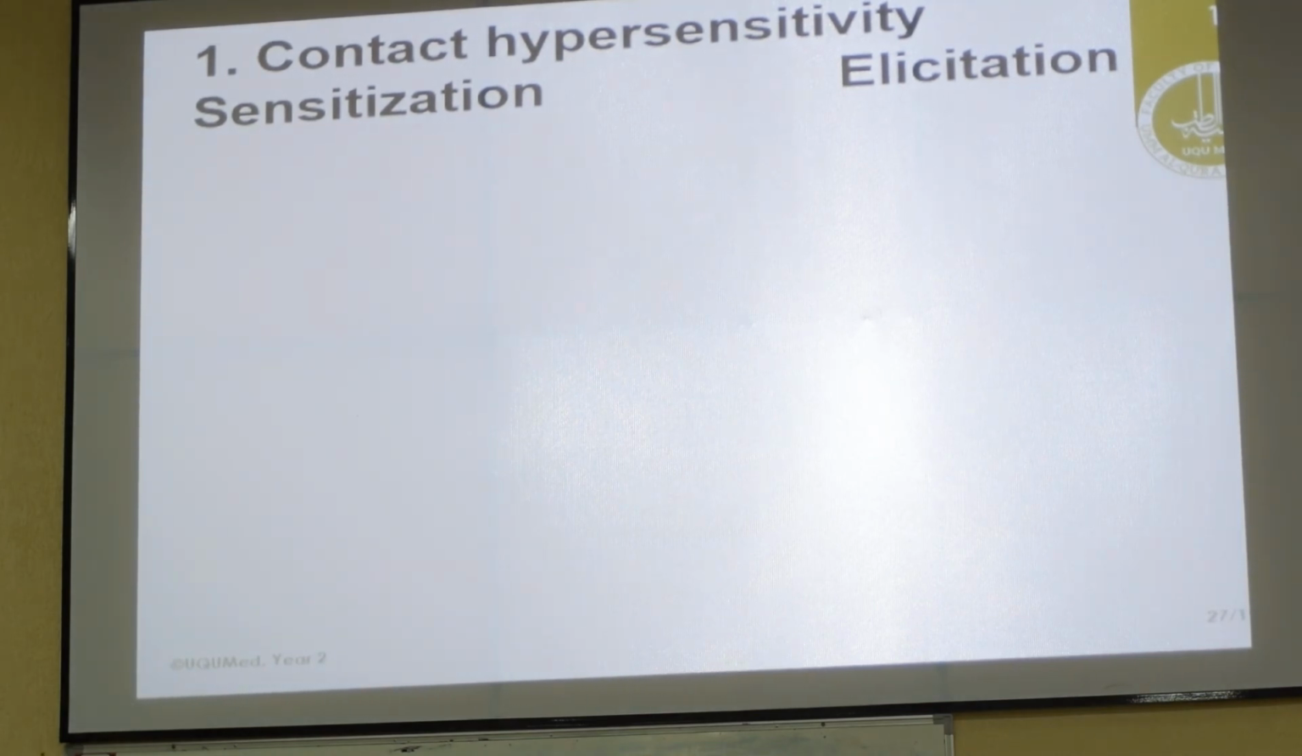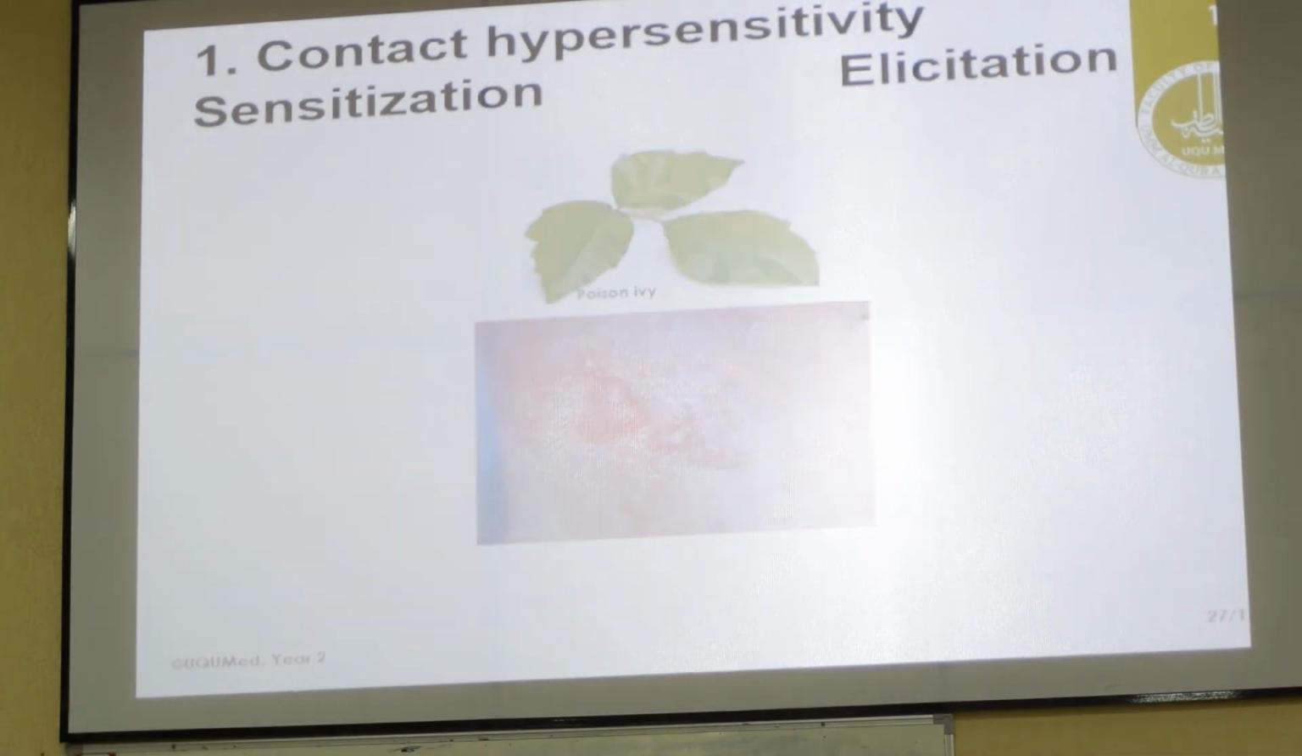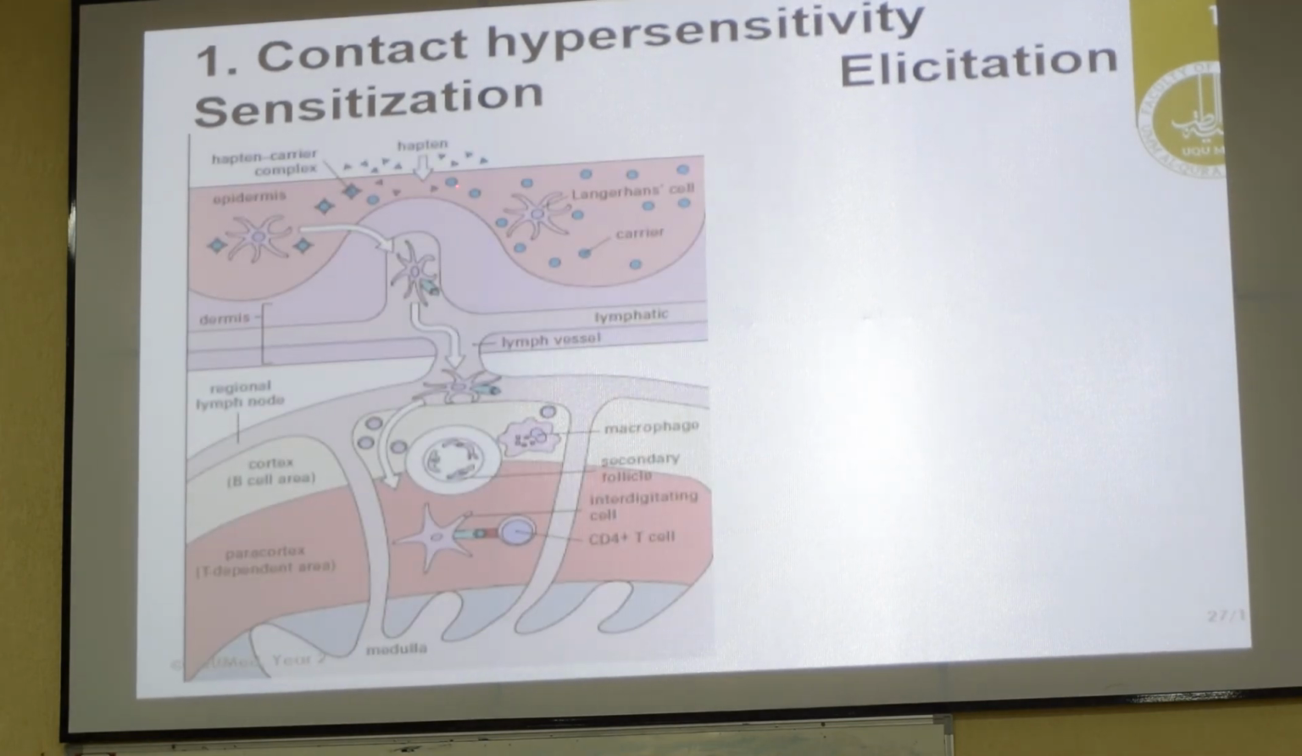Now, what are the details of contact hypersensitivity? It again has 2 phases, like type 1. First is called sensitization. What is happening in sensitization? The hapten of poison ivy will be absorbed in the epidermis. Okay, so this color is epidermis, this part is dermis, and this is basically the regional lymph node.